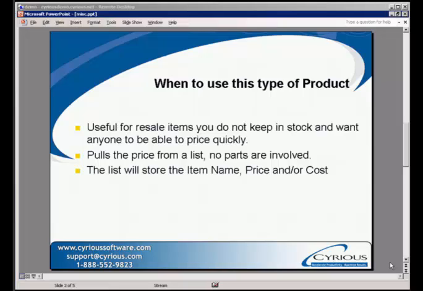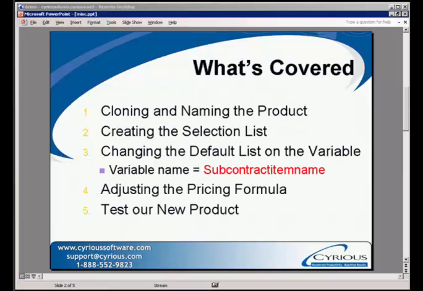Setting up the miscellaneous product to use a list for pricing is useful for resale items that you do not keep in stock and want anyone to be able to price quickly. It will pull the price from the list, no parts are involved, and the list will store the item name, the price, and/or cost. Alright, let's take a look at step 1, cloning and naming the product.